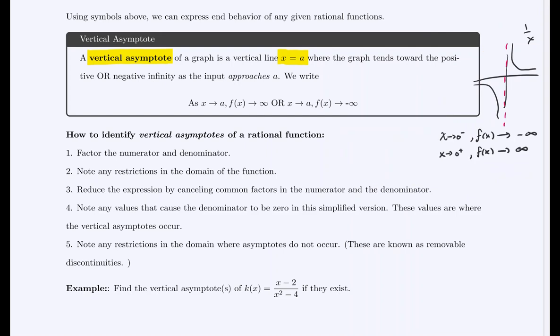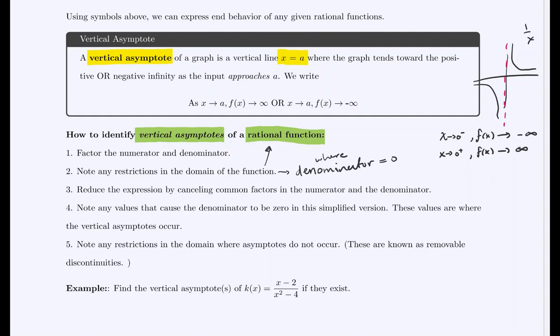So if we're given a rational function, how do we identify vertical asymptotes? First, you should factor the numerator and denominator. Then you should note restrictions in the domain of the function. Since we're always looking at rational functions here specifically, this is when the denominator equals 0. That's the restrictions in the domain.